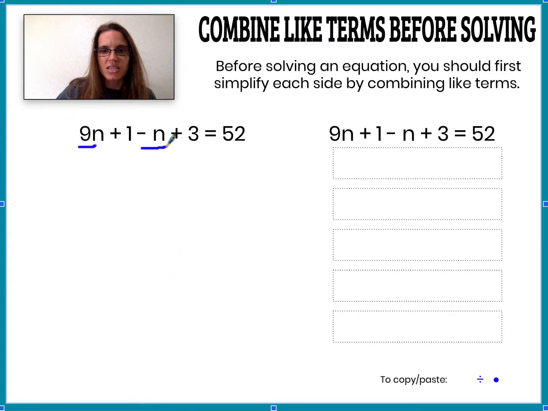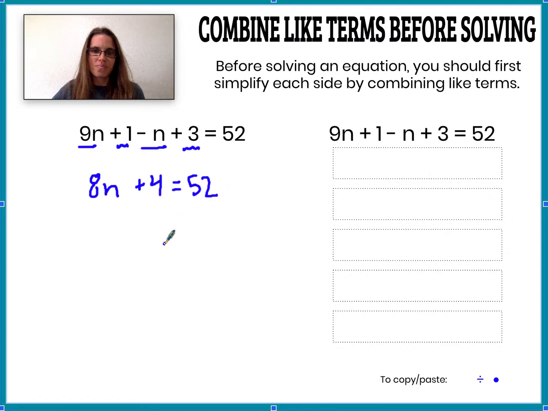The first set of like terms is 9n and plus negative n, or minus n. So let's go ahead and combine those like terms. 9n minus n, 9n minus 1n is just 8n. My second set of like terms is the plus 1 and the plus 3. And so combining those like terms, 1 plus 3 is just 4. I now have a two-step equation. I've simplified the left-hand side, and that just equals 52.